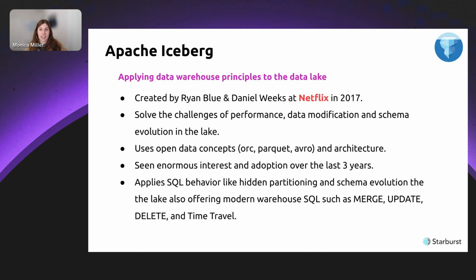So in 2017, Netflix created Apache Iceberg, which is a fantastic table format that we use internally a lot. For a lot of our stuff in Galaxy, all of our table formats on the data engineering team are in Iceberg. Essentially Iceberg helps solve a lot of those challenges with performance and data modification. You can get that schema evolution. You can do the data discovery. You can use those open formats, either ORC, Parquet, and Avro. And it's been adopted like crazy, especially in the last 2 years.